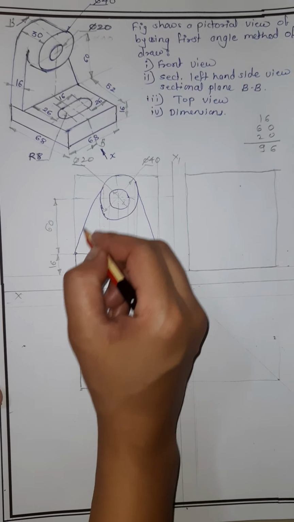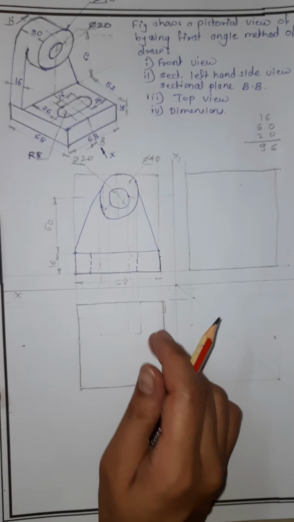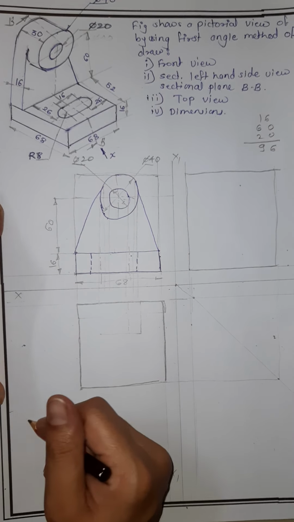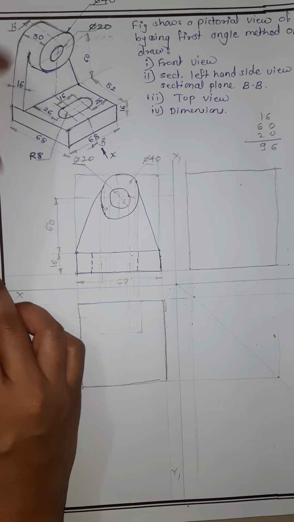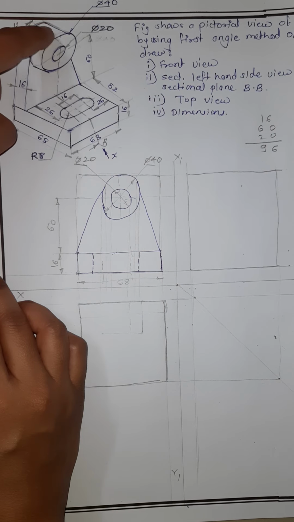Okay, so we'll draw this tangential line up to this outer circle. So this is the front view. Now we'll draw its top view. From the top side, which surfaces are visible? This surface is visible and this surface is visible. So first we'll draw this surface.